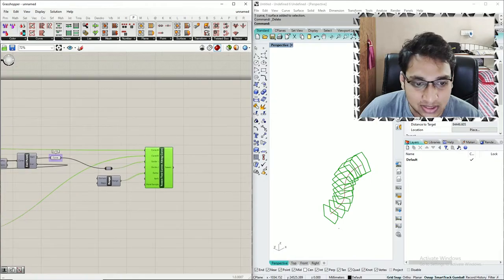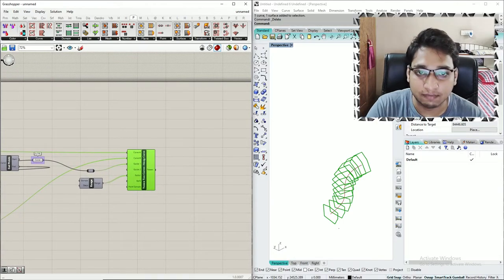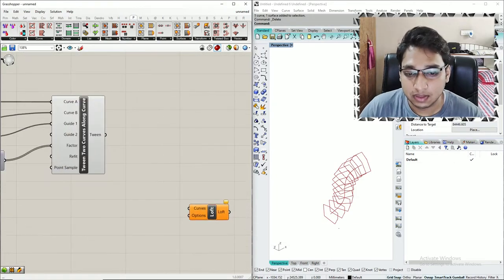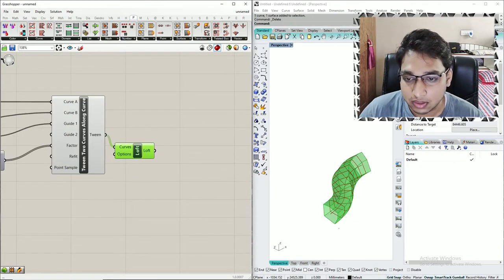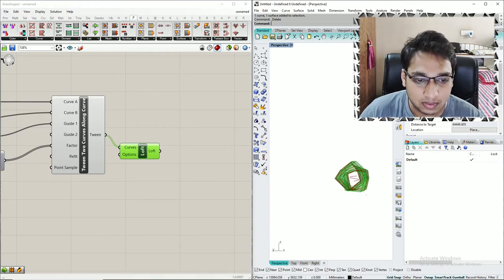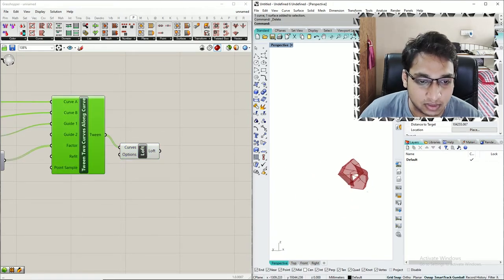So these are the curves which are defining the structure of my bridge. Now if I loft them together, this is that geometry. This is the geometry of the bridge which is coming out, and I think this is looking interesting.